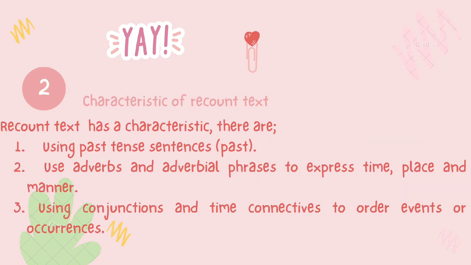Okay, the second is the characteristics of recount text. Recount text has these characteristics. The first, using past tense sentences. The second, using adverbs and adverbial phrases to express time, place, and manner. The third, using conjunctions and time connectives to connect events or occurrences.